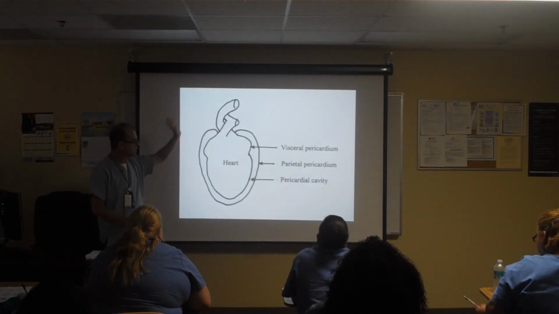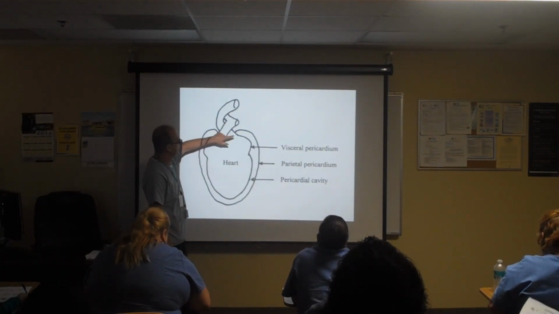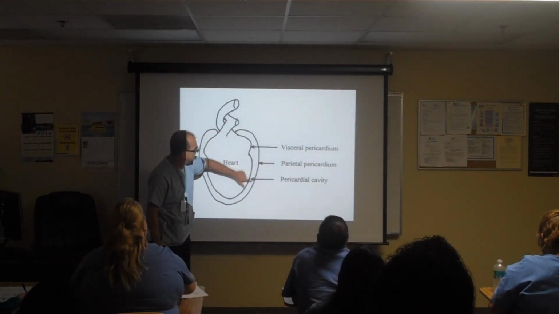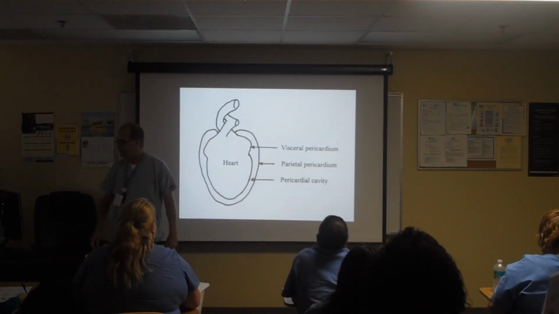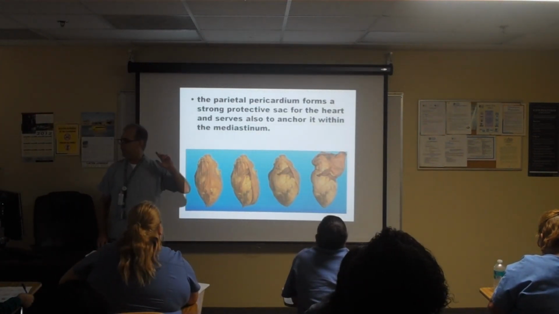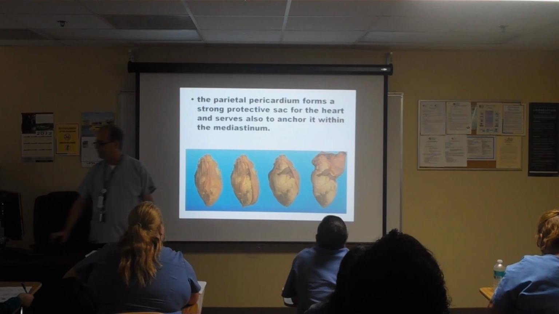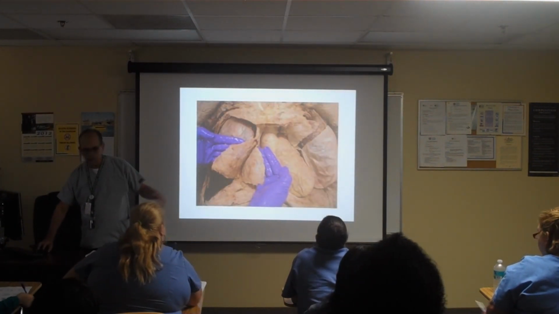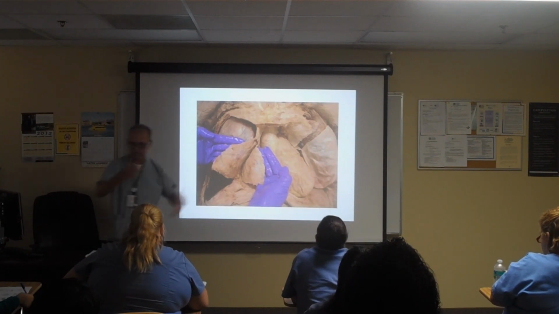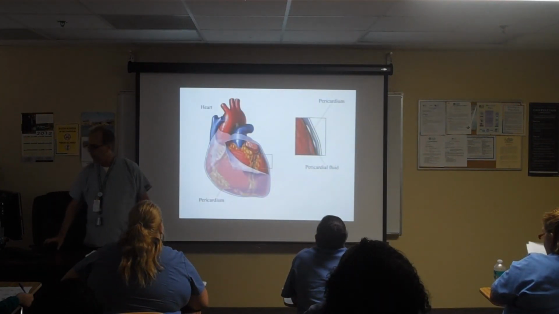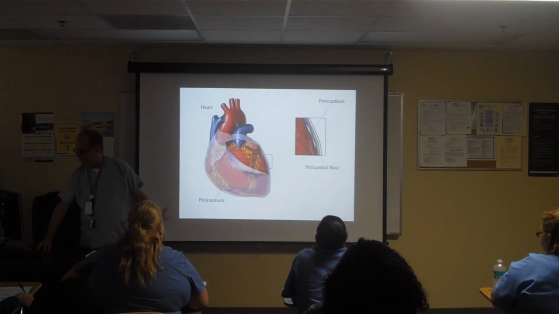You have here this picture that you remember: visceral pericardium, parietal pericardium, and the pericardial cavity between both. The parietal pericardium forms a strong protective sac, and you can see here the pericardium. This is a review. I am not going to put too much emphasis on this because I have no time to finish today. Okay, pericardium.